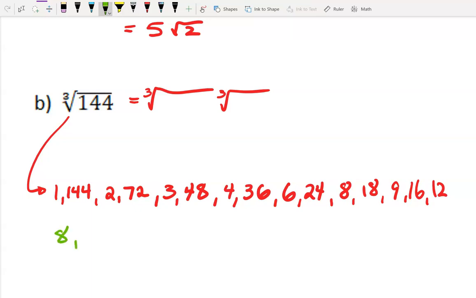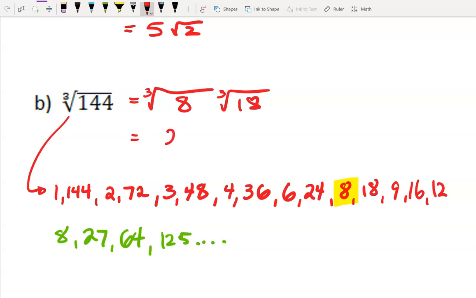2 cubed, 8. 3 cubed, 27. 4 cubed, 64. 5 cubed, 125. Well, that's too big already. We don't have to go any bigger. Are any of these numbers here? The only one I see is 8. Right? I don't see 27. I don't see 64. So 8 is the perfect cube. And 8 goes into 144 18 times. So this is 2 cube root of 18.